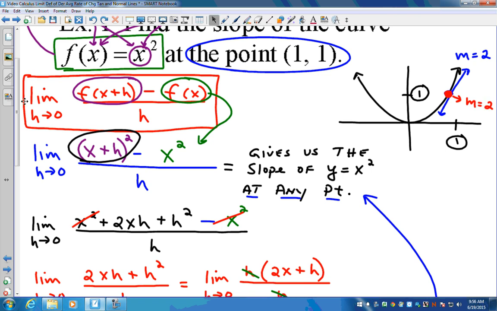All right. If we wanted, let's just say this said, hey, find the slope at the point, I don't know, (3, 9).